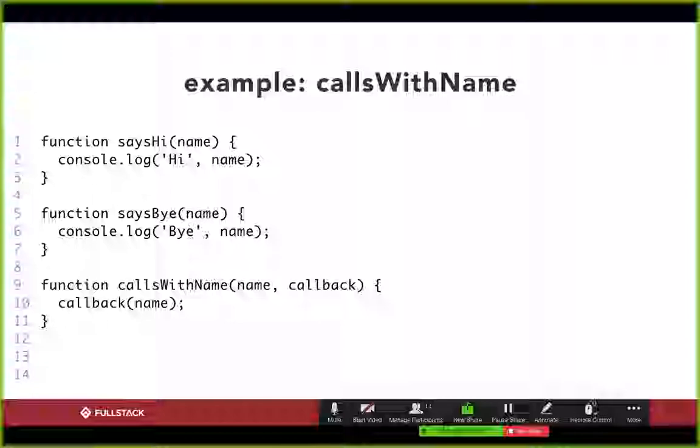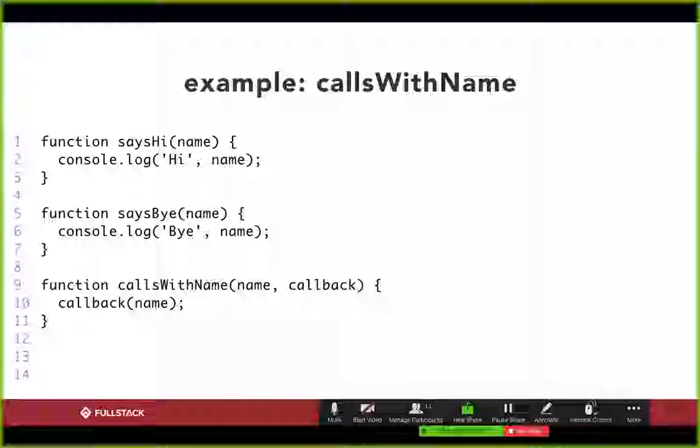Okay, so I have two functions, and nothing's being run. On lines 9 through 11, I have a third function, and still nothing's being run. Except if I take a look at how this third function is set up, it's called calls with name. That's the variable name. It takes in two things: a name parameter, and something called a callback parameter. And on line 10, very interestingly, it invokes whatever callback is, and it passes in the name. So it invokes the second argument.